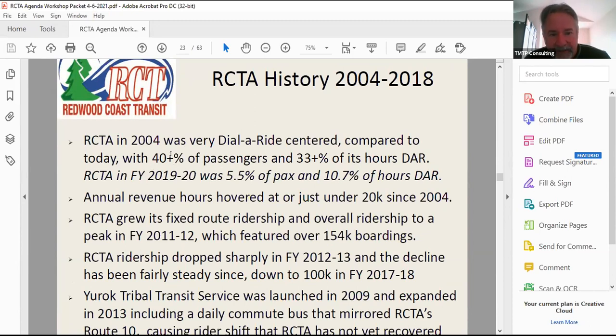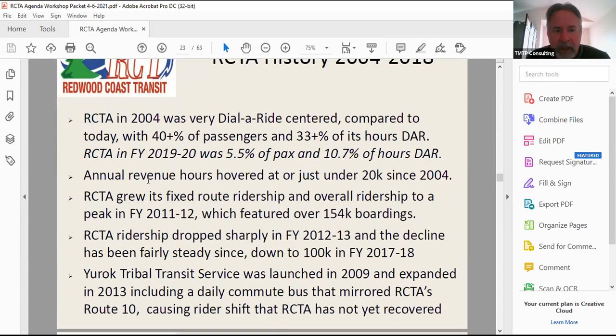An impact of that is 40% of our total passengers were dial-a-ride passengers in the early days. That was in 2004. And a third of our hours. That compares to today where just 5.5% of the passengers and 10% of the hours are dial-a-ride. This is pretty normal in transit: as the system evolved, more fixed route was delivered and consumed, and less dial-a-ride. The size of the agency has been about steady until the COVID hit.